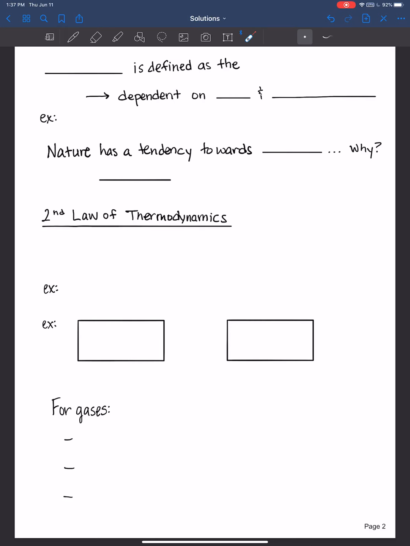All right. Now I keep using the word solubility. Let's define it. So solubility is defined as the amount of substance that will dissolve in a given amount of solvent.